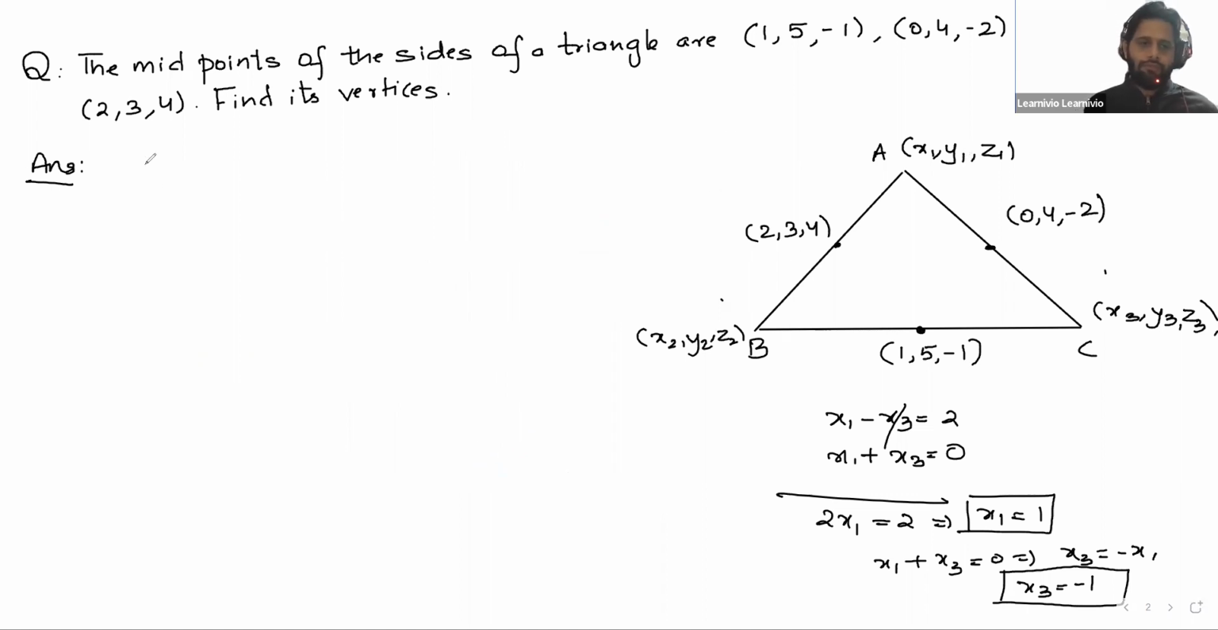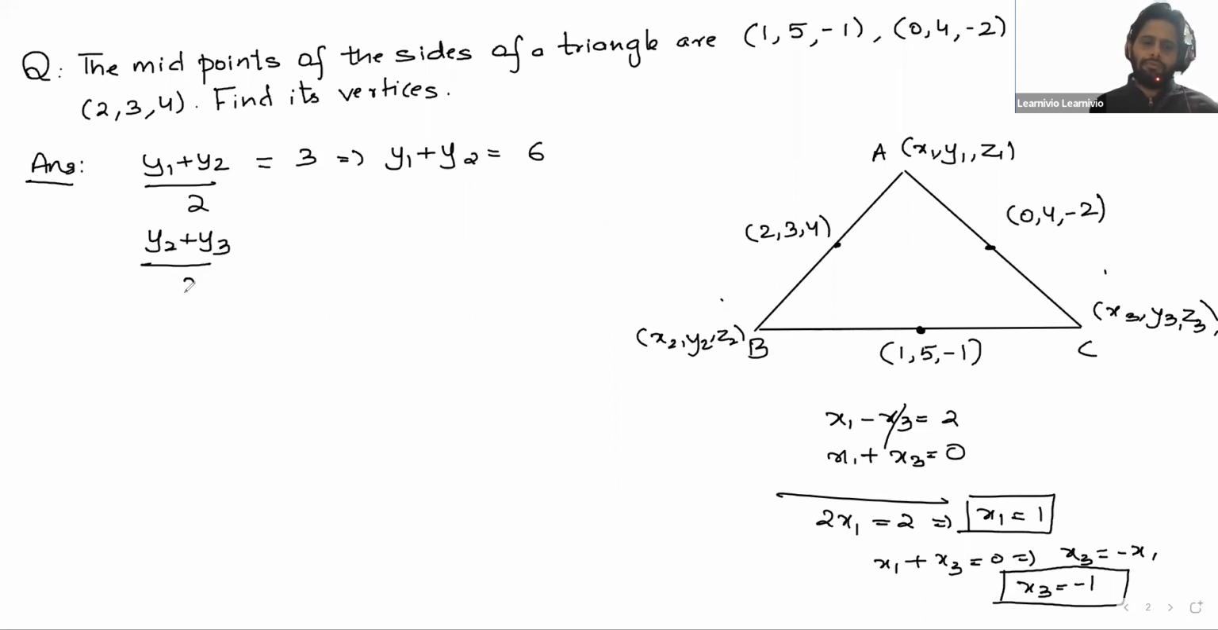Now, y1 plus y2 by 2 is equal to 3. So this will give you y1 plus y2 is equal to 6. Similarly, y2 plus y3 by 2 is equal to 5. So this will give you y2 plus y3 is equal to 10. Next, we have y3 plus y1 by 2 is equal to 4. So this will give you y3 plus y1 is equal to 8.